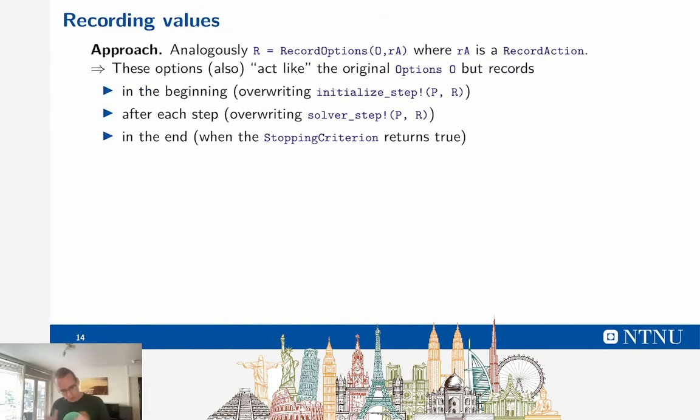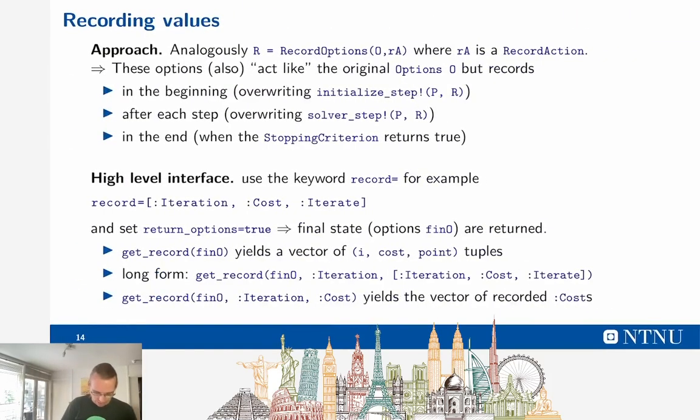And the same, maybe a little bit shorter, for recording values. We have a record action which collects values at every iteration instead of printing them, but it works the same way. So it's a decorator for the options. And there's also a record equals keyword for all the high-level interfaces like the gradient descent function, where you can set the return options to true to obtain the options and not the final iterate. Then you can easily access all recorded data that you wanted to have recorded during your solver run.